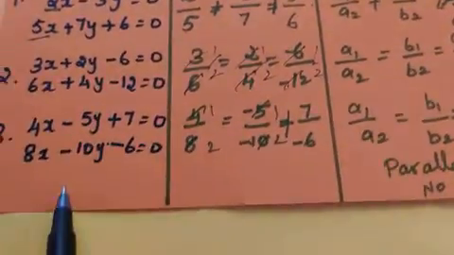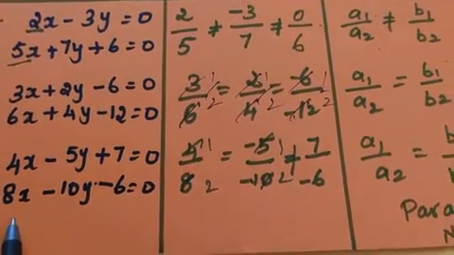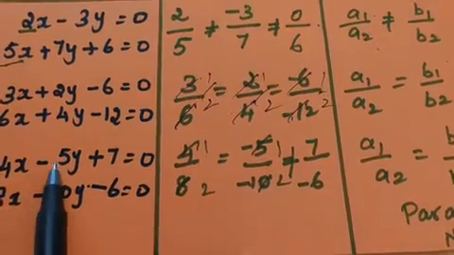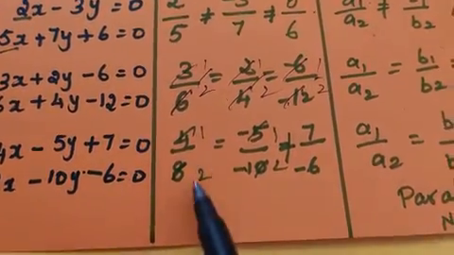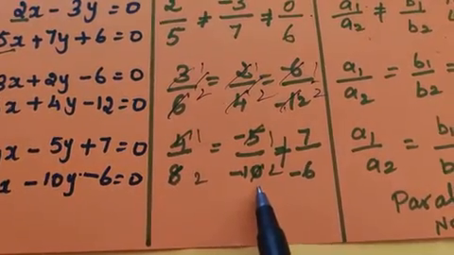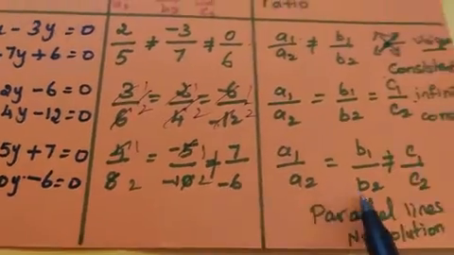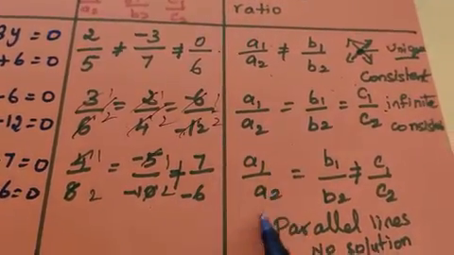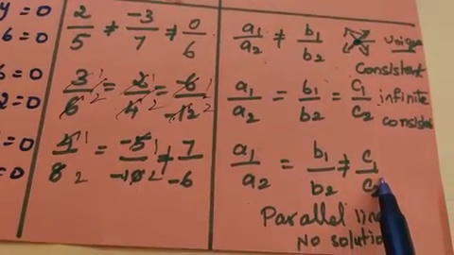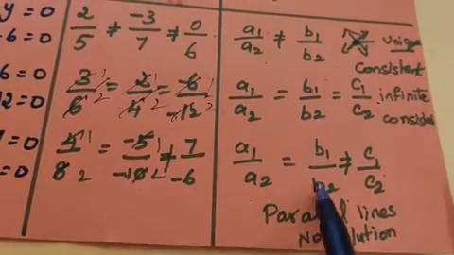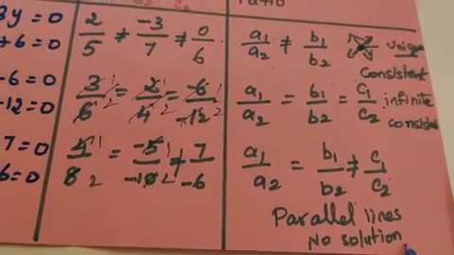And when you come to the third equation, for example 4 by 8, we only have to find the ratio: 4 by 8, minus 5 by minus 10, and 7 by minus 6. If you find this, the first two values will be 1 by 2, and the next one is not equal, meaning the constant ratio is not equal. So a1 by a2 equals b1 by b2, but it is not equal to c1 by c2. So these two are equal, which means parallel lines, and we will not get any solution.